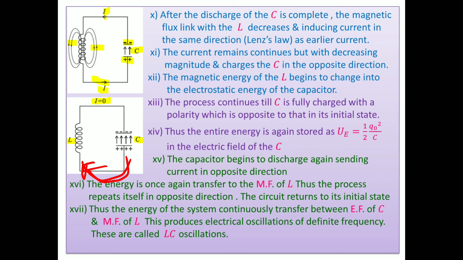Again the same thing happens. Thus the process repeats itself in the opposite direction, and the circuit returns to its initial state. Look here: initially the capacitor is charged. It sends a current through the inductor, and then the total electric energy of the capacitor gets converted into magnetic field energy.